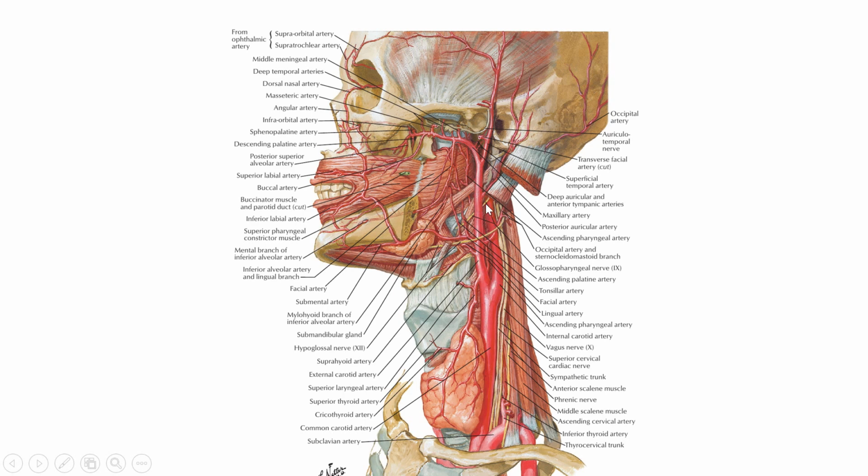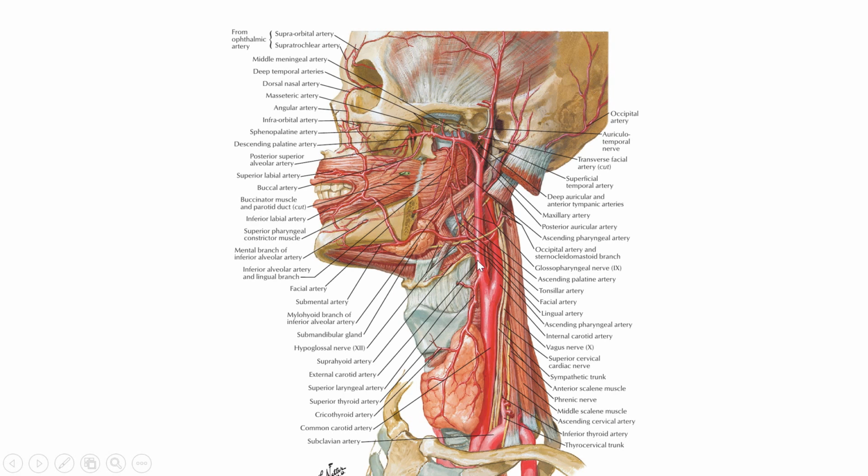Internal carotid artery doesn't give any branch within the neck. Rather it moves upward to the base of the skull, and it will enter the base of the skull through the carotid canal into the cranium. Then we have the external carotid artery.